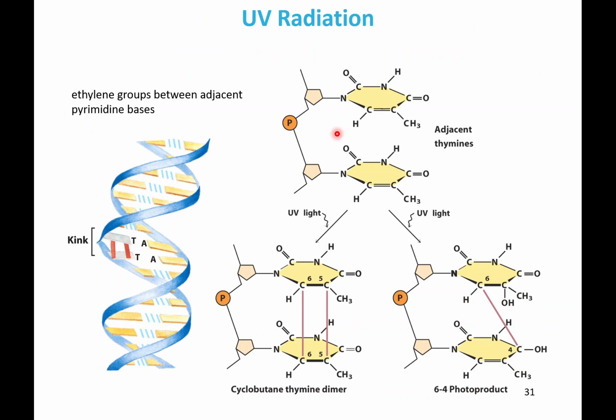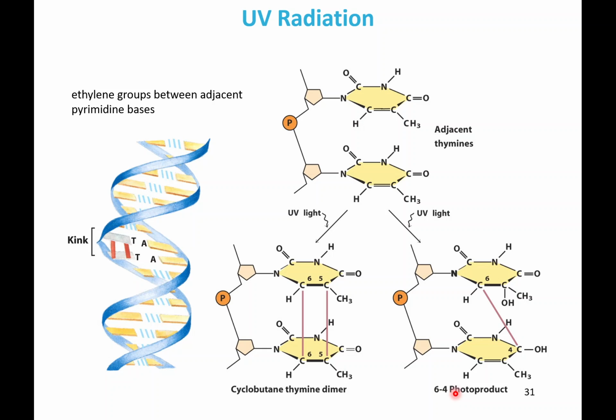So UV radiation: when your DNA absorbs UV radiation, some things that can happen are these bonds between adjacent pyrimidine bases. They're in the same strand, they're just next to each other in sequence. And these happen to be thymines, but you have two carbon-carbon double bonds kind of overlapping one another. When they absorb UV light, instead of this carbon-to-carbon double bond, now you get a bond between these two carbons on adjacent bases.